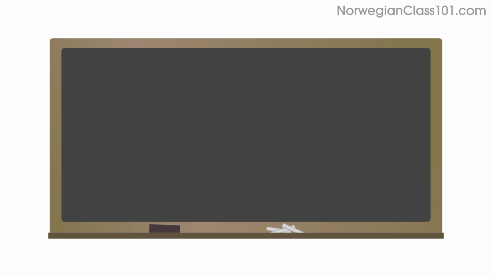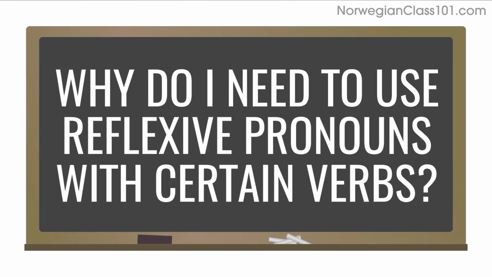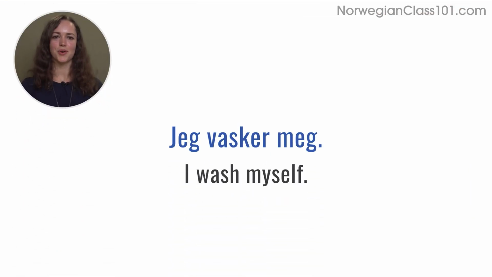The question for this lesson is, why do I need to use reflexive pronouns with certain verbs? Let's start with a more specific question. Why do I need meg in jeg vasker meg? Meg, meaning myself, is a reflexive pronoun, and it can be difficult to know whether you need it after the verb or not, because you may not need it in English.